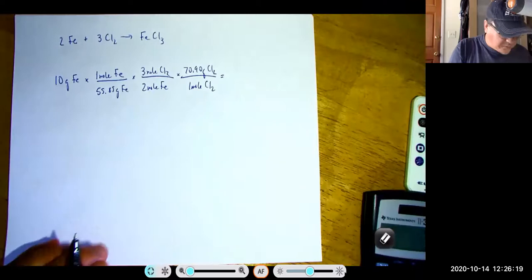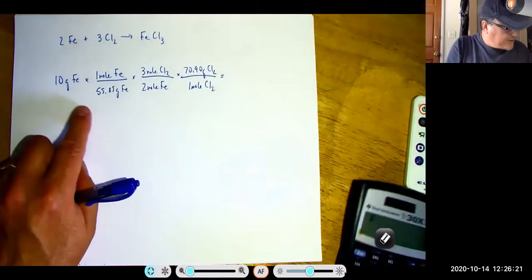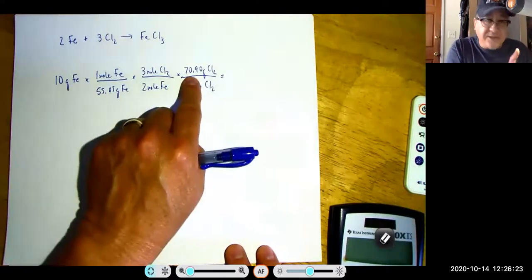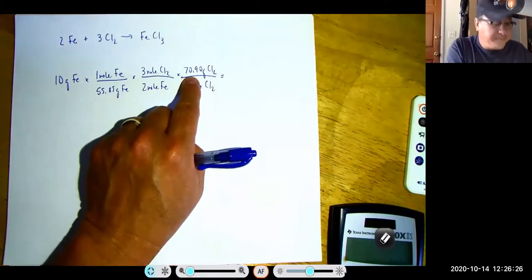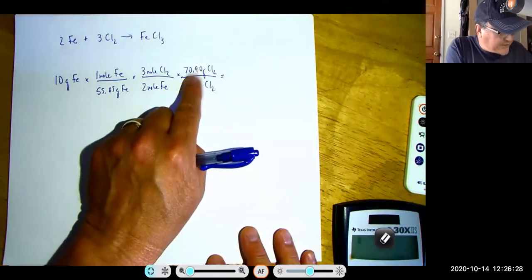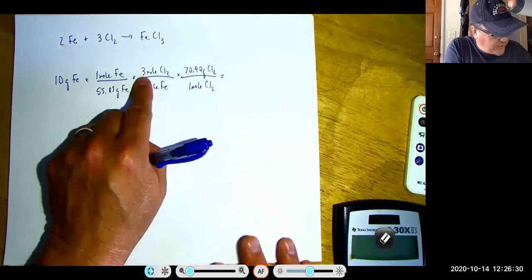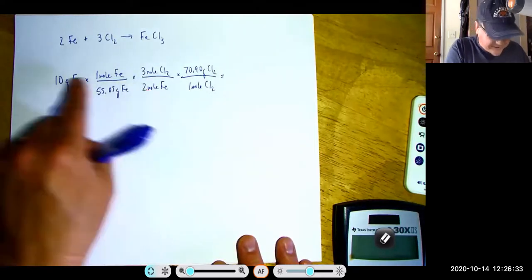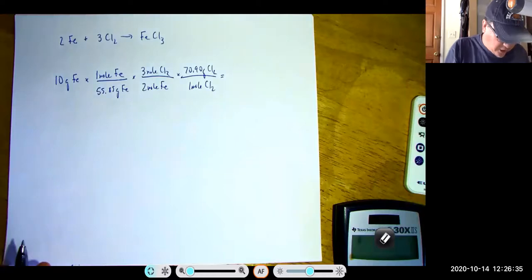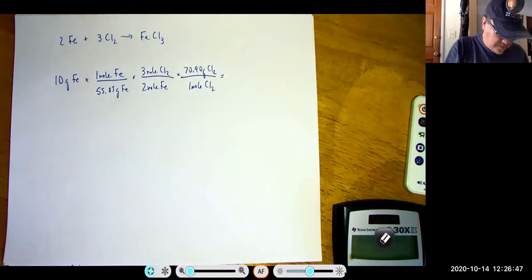Okay, so when I do this multiplication here, you can see that 55 goes into 70 one time with a little change left over. Let's say that that makes this not 3 but 4. So 4 over 2 is 2. 2 times 10 is 20. So we should get close to 20. Let's see what we get. And we get 19.0.